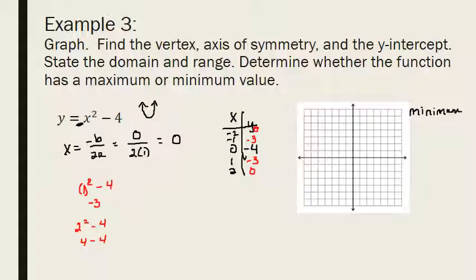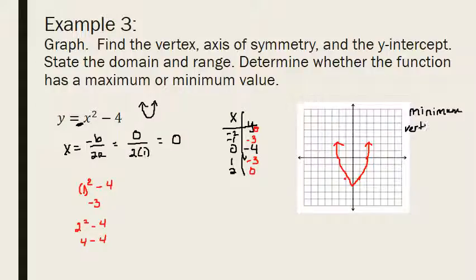Okay, so now let's go ahead and plot these points. Negative 2, 0. Negative 1, negative 3. 0, negative 4. 1, negative 3, and 2, 0. Connect those points. And there's our parabola. And it's going up just like we said it would. So let's look for these parts.